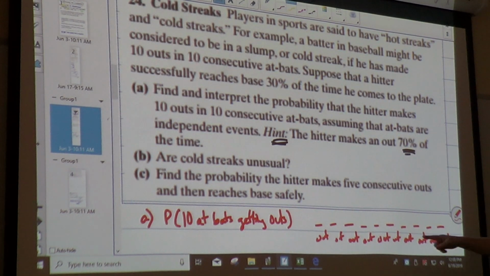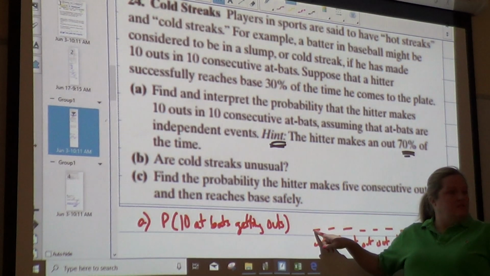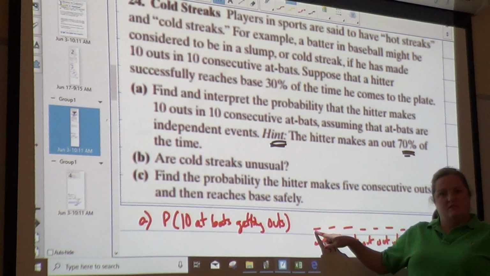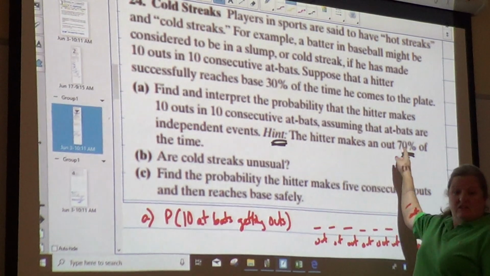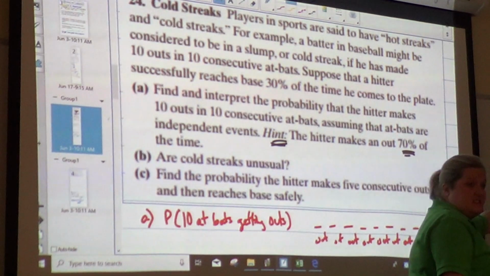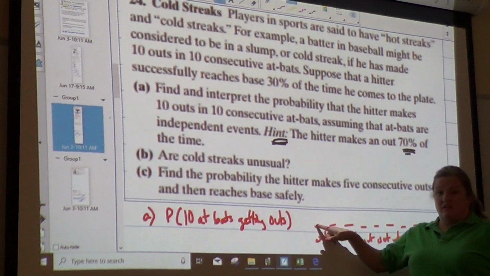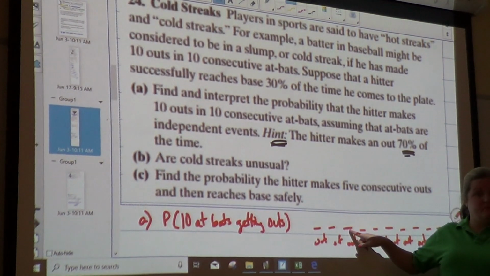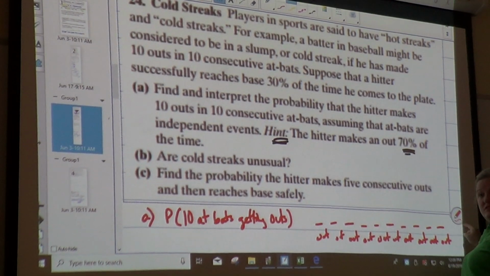So what is the probability of him walking up the first time and getting an out? 0.7, because there's a 30% chance he's going to make it to first base and a 70% chance he's going back. So 0.7. What's the probability he's going to get an out next time? Next time. Next time. And how many times are we going to do this? 10.